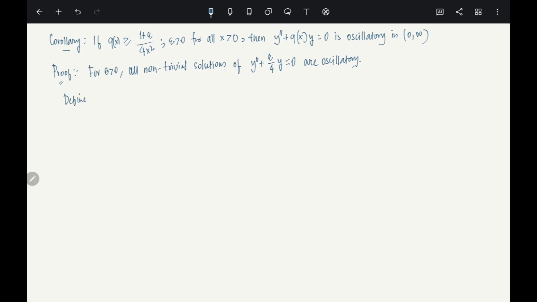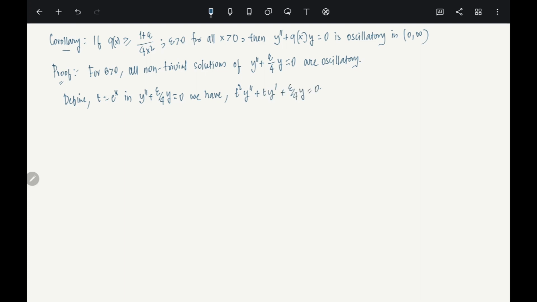Define this thing, change of variable. So t equals e to the power x. E to the power x in this equation, y double prime plus epsilon by 4 y equals 0. If you take this change of variable, you can convert it from a function of x to a function of t, and that will look like this: t square y double prime plus t y prime plus epsilon by 4 y equals 0.